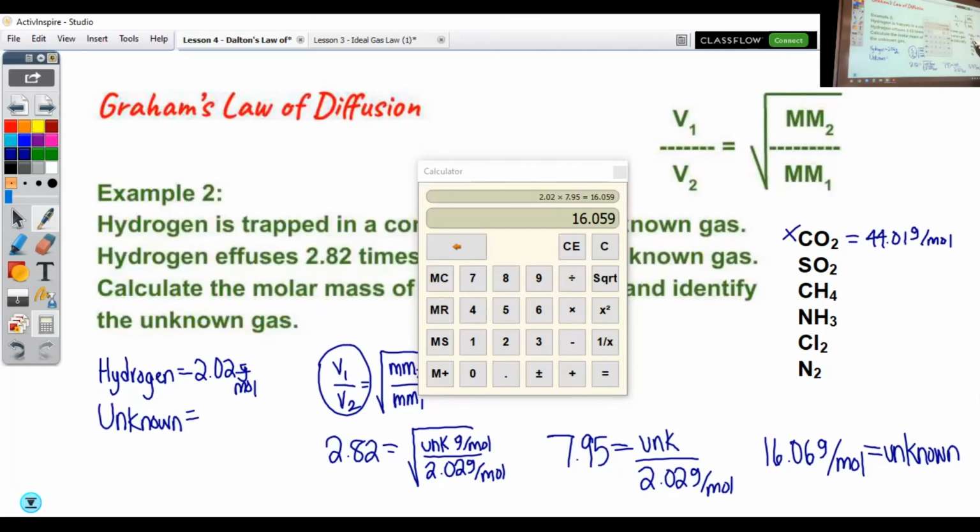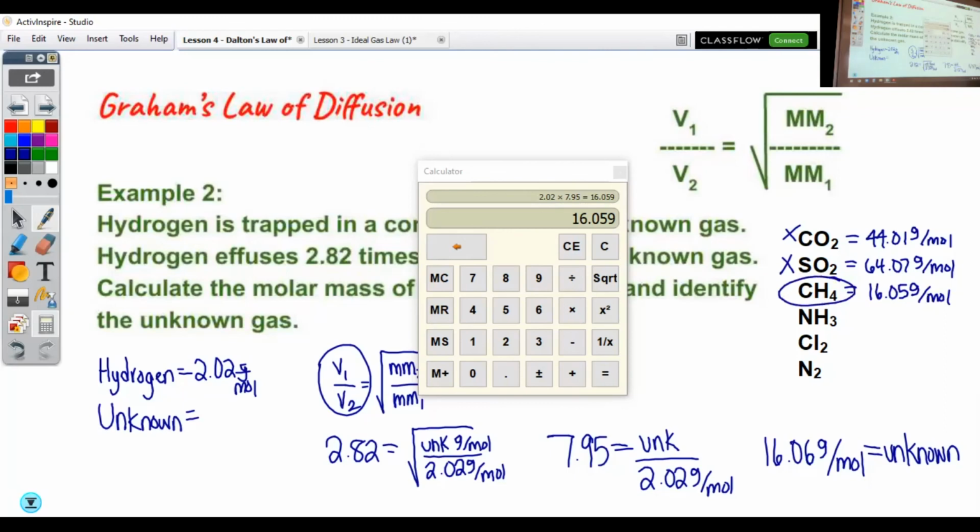In our next example, we have sulfur dioxide. Sulfur is 32.07 plus 32. So we have about 64.07 grams per mole. Again, that's not close enough to 16.06 grams per mole. In our third example, we have 12.01 plus 4.04 for a total of 16.05 grams per mole. That's really close. 16.05 versus 16.06, chances are this is going to be our final answer.